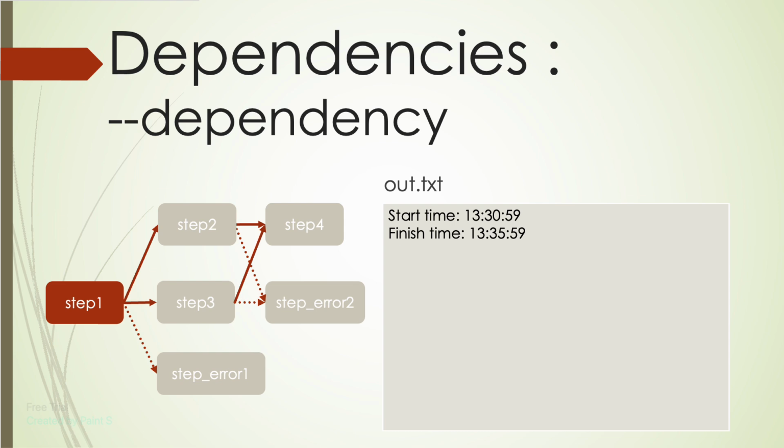Let's see what the output files of each step look like. Step 1 just outputs the start and finish time of the job. The execution time was 5 minutes, since all this script does is sleep for 5 minutes. Let's remember the finish time. It finished executing 1 minute before 1:36 p.m. The following jobs should start running at this time or after.